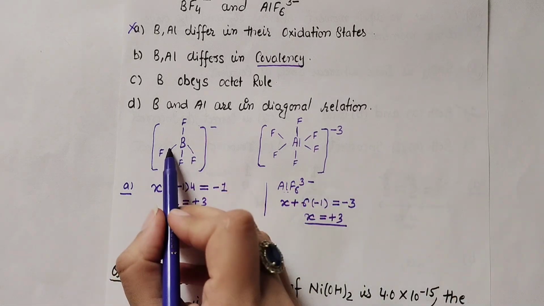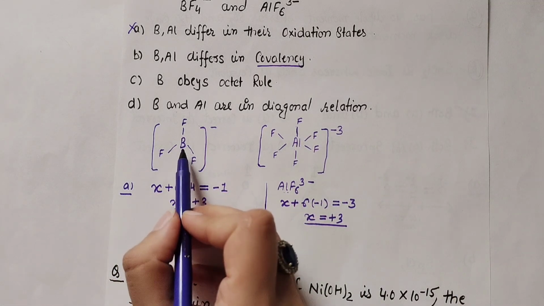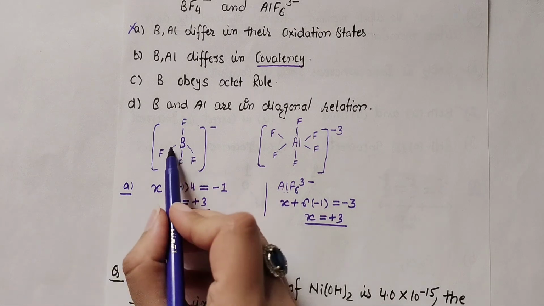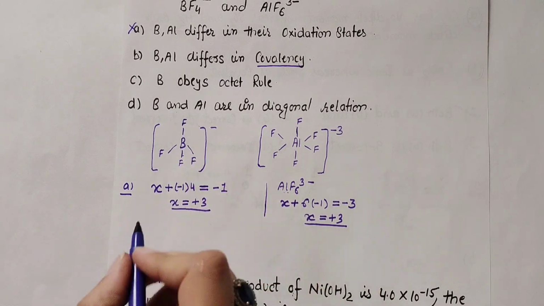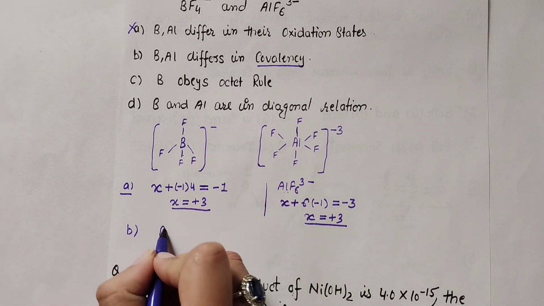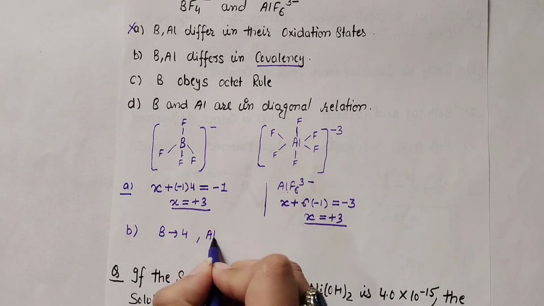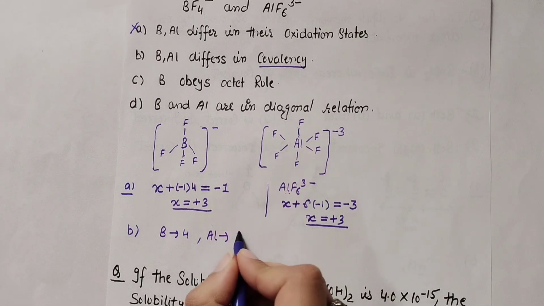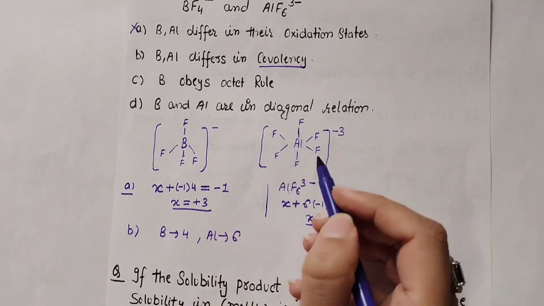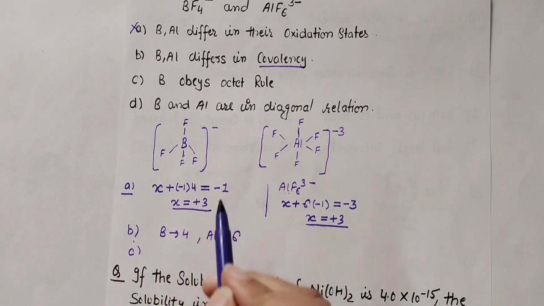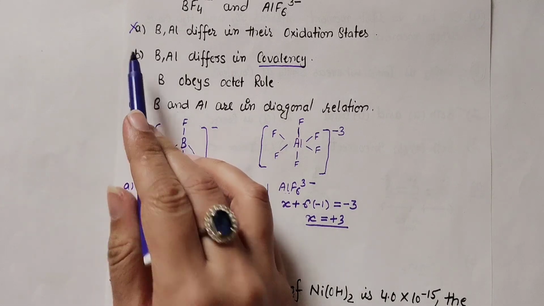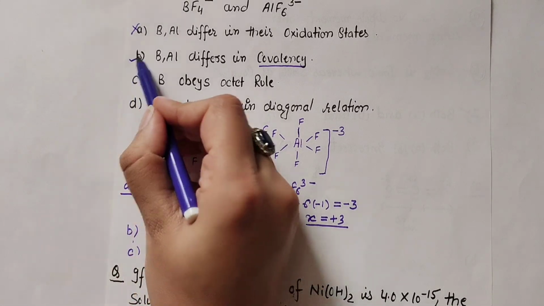So over here, what is the boron's covalency? How many bonds is it forming? Over here it is forming 1, 2, 3 and 4 bonds. So for the boron, its covalency is 4 over here, and for the aluminium, its covalency, that is bonding capacity, is 6 over here, because it is forming 6 bonds. That means it is correct. The second statement is correct because the covalencies are different, so B is correct.